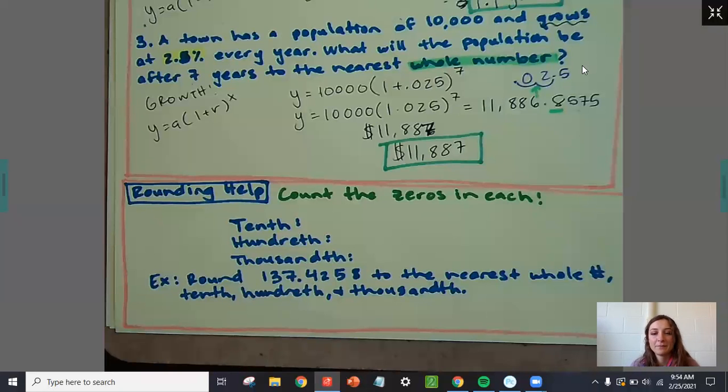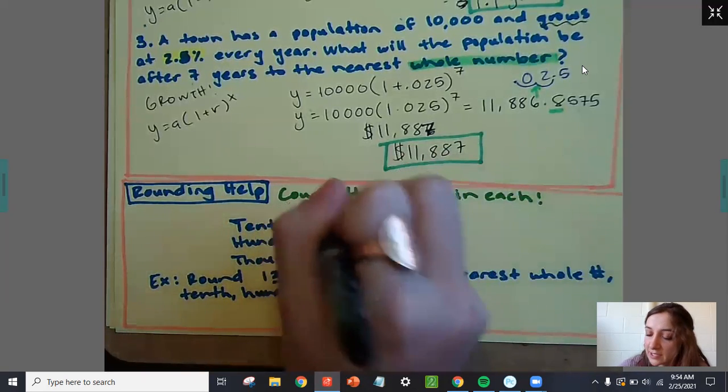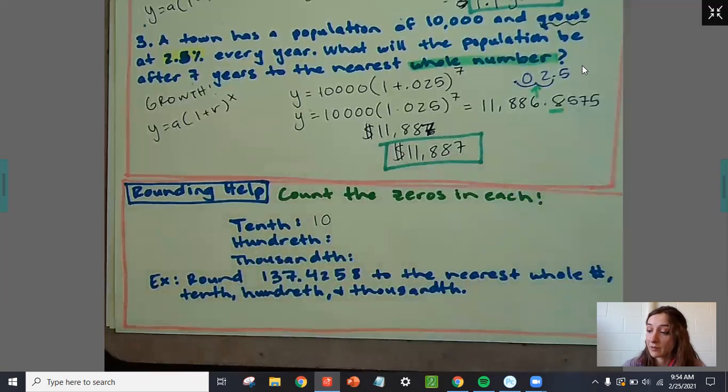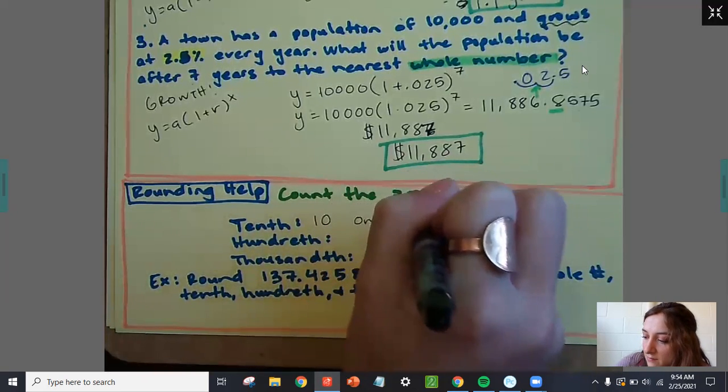Hello, everyone. People tend to struggle with rounding, so I just want to help you guys out. What I like to do is just count the zeros whenever I'm looking at rounding. So if I'm looking at the tens place and I write the number 10, there is 1 zero in that. So that means this is going to be 1 decimal place.